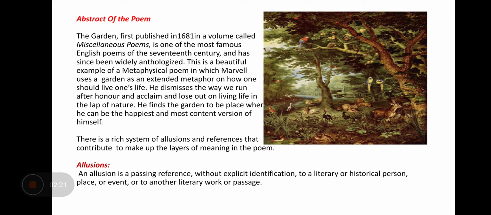There is a rich system of allusions in the poem, and references that contribute to make up the poem with layers of meaning. Allusion particularly is a passing reference, without explicit identification, to a literary or historical person or place or event. Even biblical stories and biblical figures are also used by writers in their works. That becomes allusion.